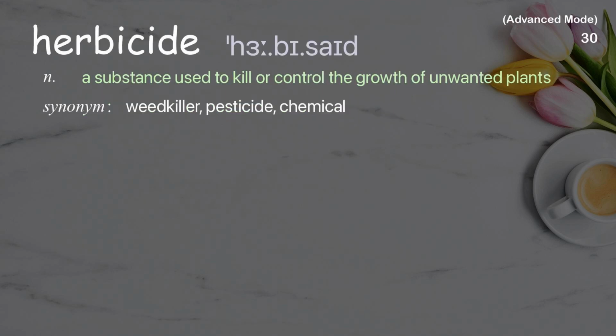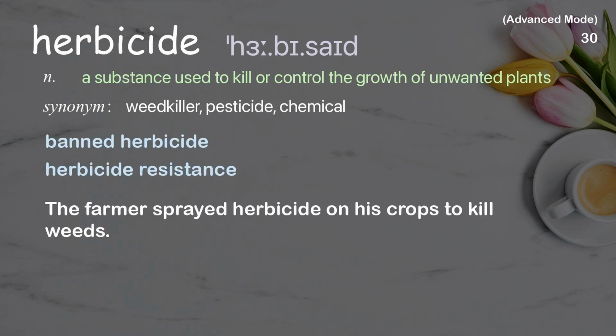Herbicide. A substance used to kill or control the growth of unwanted plants. Examples: Banned herbicide. Herbicide resistance. The farmer sprayed herbicide on his crops to kill weeds.